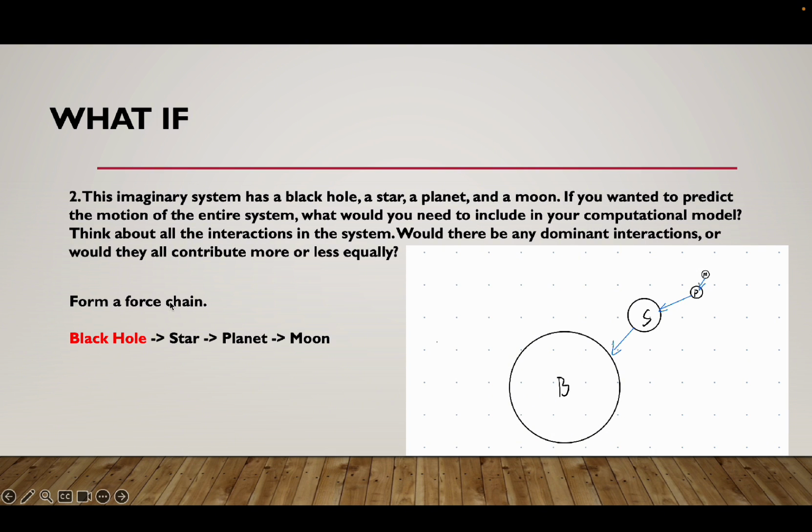According to the diagram, these stars form a force chain, in which the black hole controls the star, which controls the planet, which controls the moon. So the black hole is definitely the dominant interaction, and the others will contribute more or less equally according to their order in the chain.